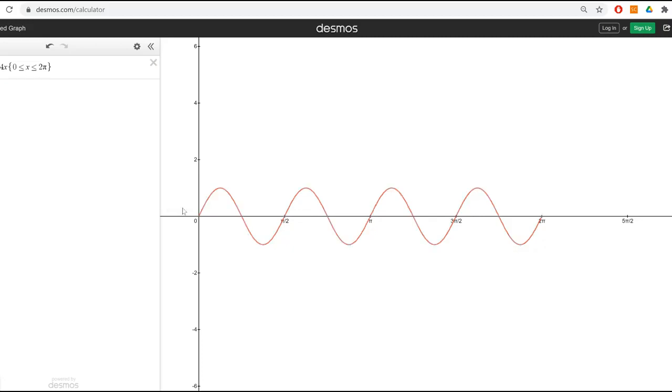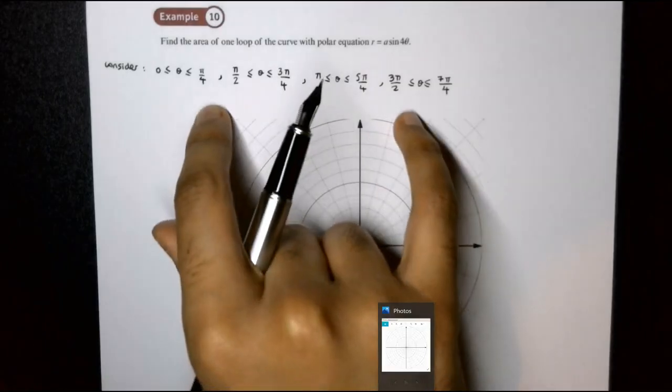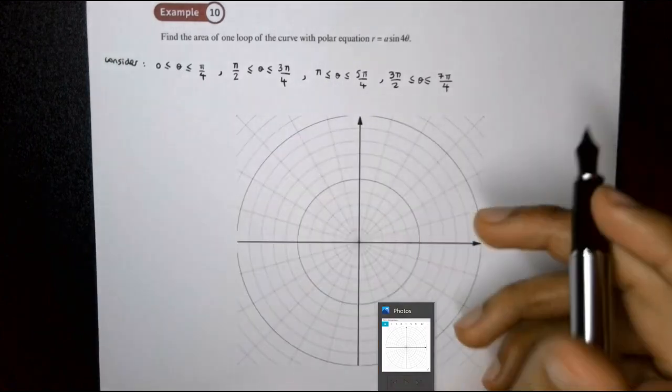Okay. Now clearly at 0, pi over 4, pi over 2, 3 pi over 4, pi, 5 pi over 4, 3 pi over 2 and 7 pi over 4, those values of sine are equal to 0. And at pi over 8, we've got 1. At 5 pi over 8, we've got 1. At 9 pi over 8, we've got 1. And at 13 pi over 8, we've also got 1. So if we go back here, I've just written those values down where the graph is positive. So between 0 and pi over 4.